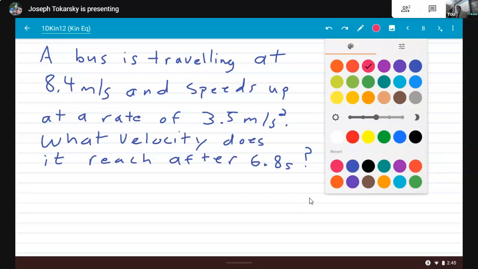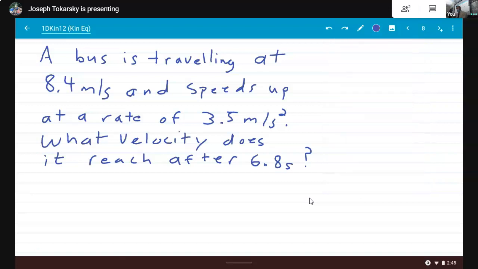What do we think the 8.4 is? Is that an A, T, VI, VF, or V? VI, that's initially. It's in meters per second, so it's got to be a V. And that's what I'm originally going at, so that one starts with giving me VI.